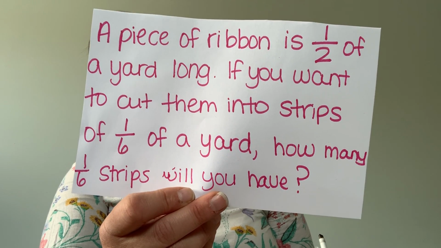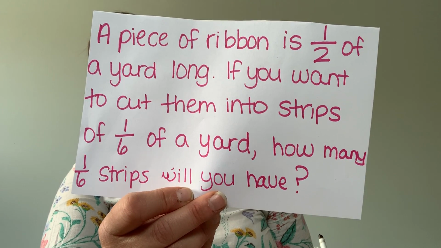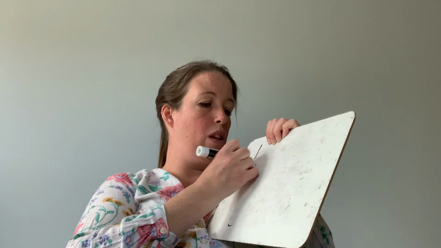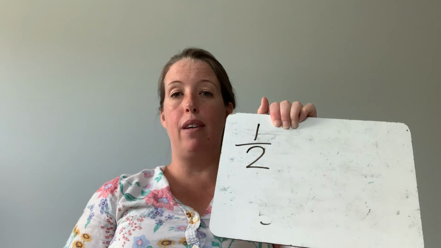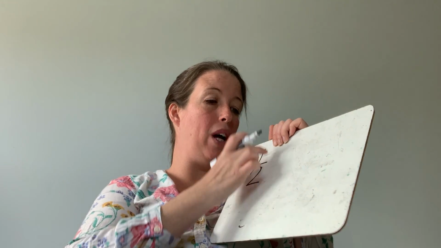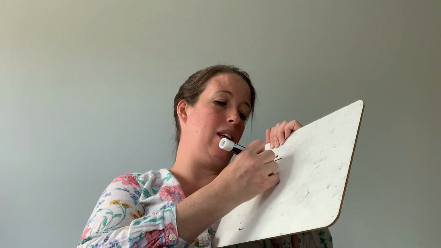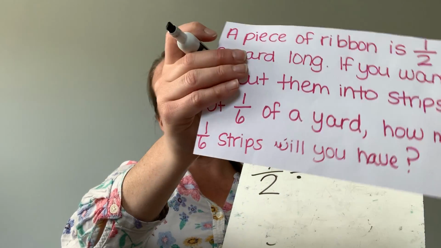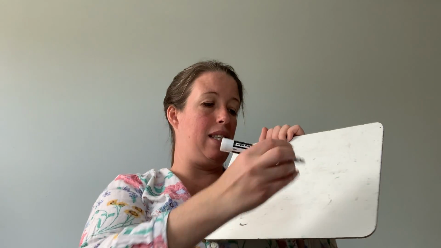So which one am I dividing up? I'm dividing up the 1/2 yard of ribbon. So the what is my ribbon? I have 1/2 yard of it. What divided by who? Who is splitting it, or into what size parts? They're getting split into 6.